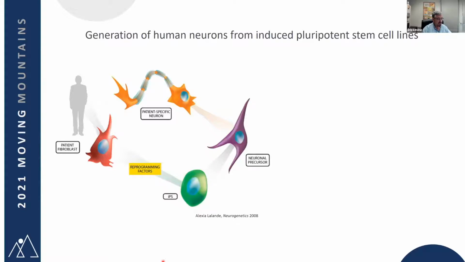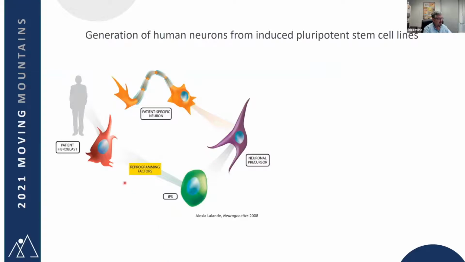But basically what this technology allows us to do is to generate human neurons that are genetically identical to the donor that they were derived from and study them at a cellular level, something that we've never been able to do with human neurons before. Living human neurons, living human brains, we can only study non-invasively. So this technology allows us to actually study these human neurons at a cellular level.